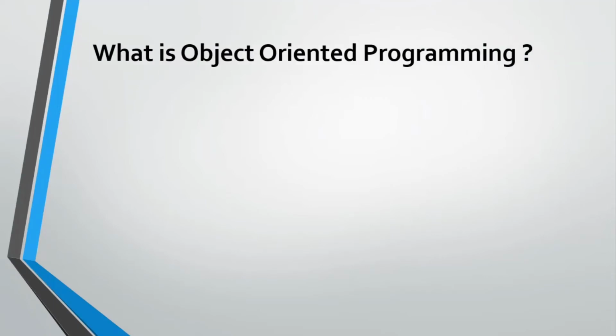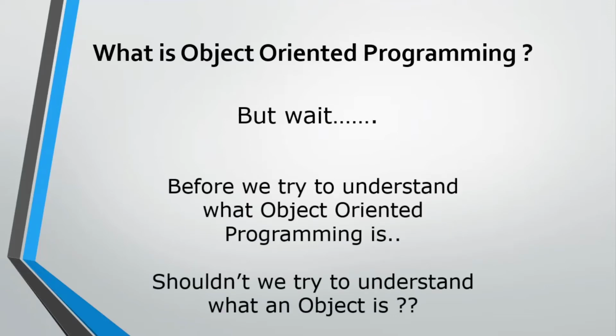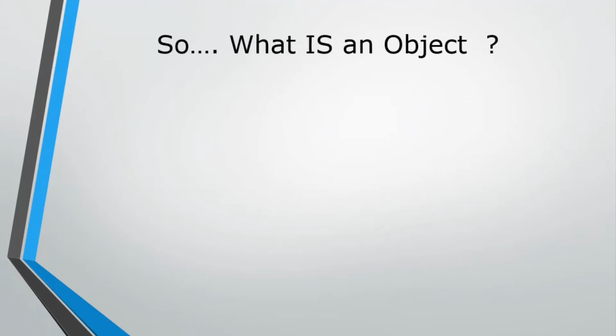So, what do we know about object-oriented programming? Let's just start from scratch. But wait, before we go ahead and actually understand what object-oriented programming is, I think it would be better if we try to understand what an object is. Because if you don't know what an object is, you won't be able to truly understand what object-oriented programming is. So, what is an object?